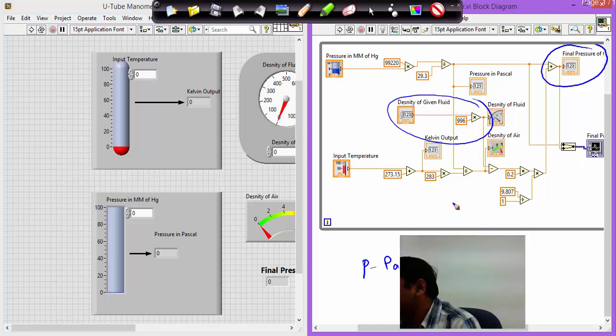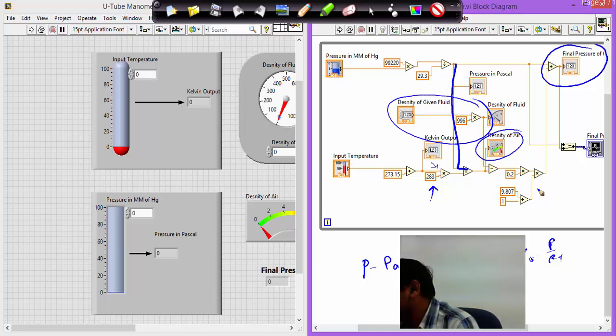PF you are calculating here. PF is equal to P by RT. Whatever pressure you are getting, that is the pressure you have taken here, divided by R. R is 283 at the temperature whatever you have given, P by RT. So finally you have got the density of the air. Again these are simple algebraic calculations.